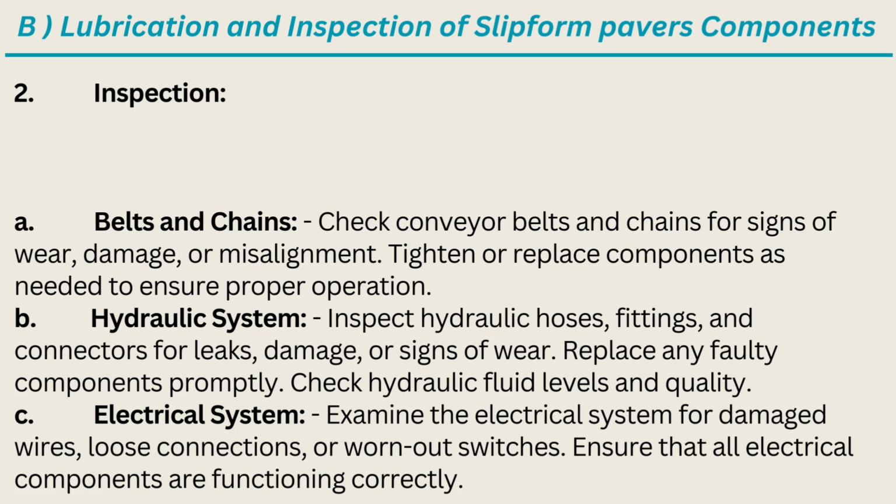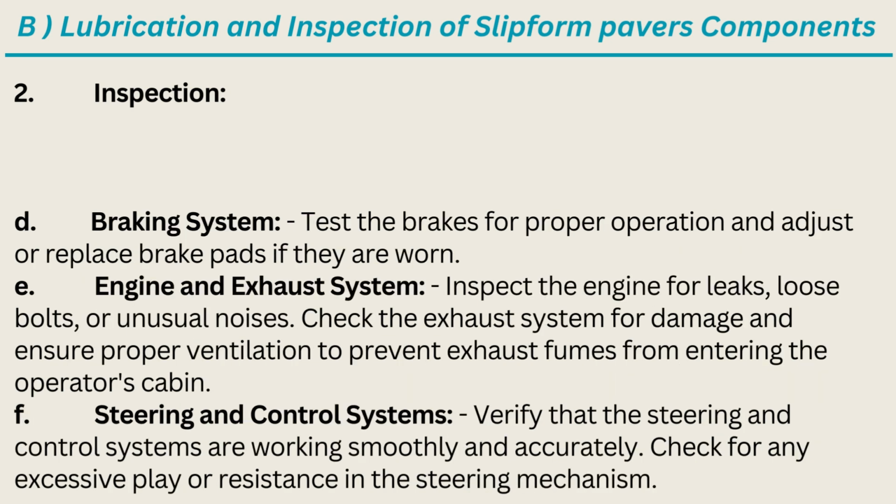C. Electrical system. Examine the electrical system for damaged wires, loose connections, or worn-out switches. Ensure that all electrical components are functioning correctly. D. Braking system. Test the brakes for proper operation and adjust or replace brake pads if they are worn. E. Engine and exhaust system. Inspect the engine for leaks, loose bolts, or unusual noises. Check the exhaust system for damage and ensure proper ventilation to prevent exhaust fumes from entering the operator's cabin.